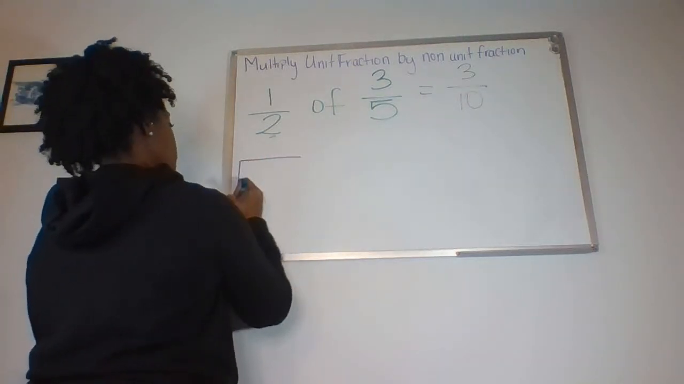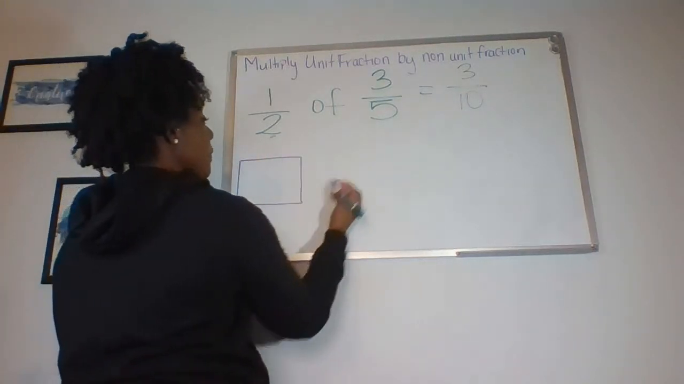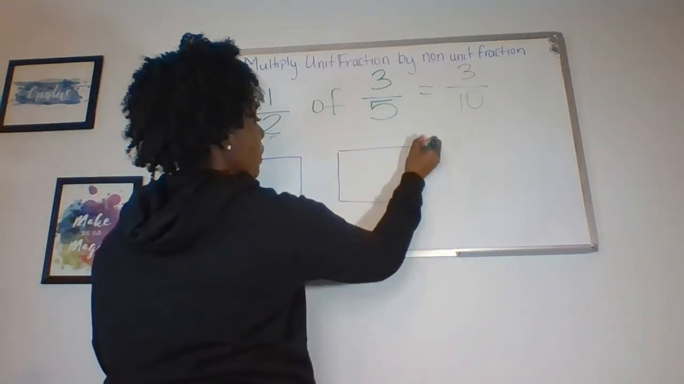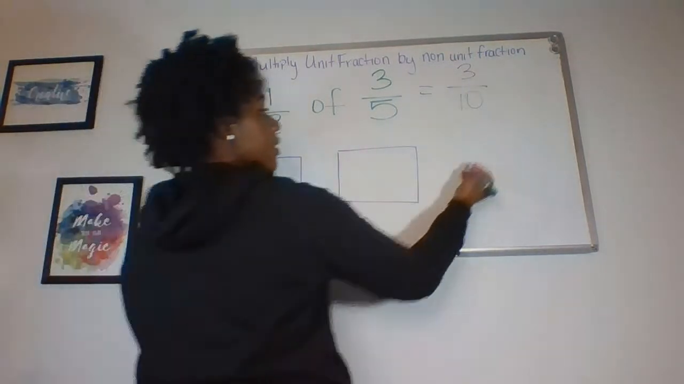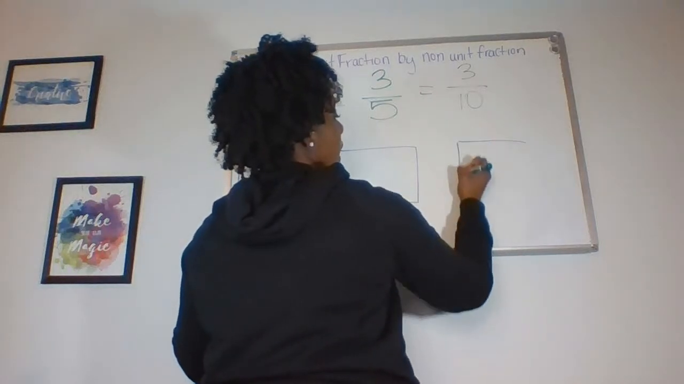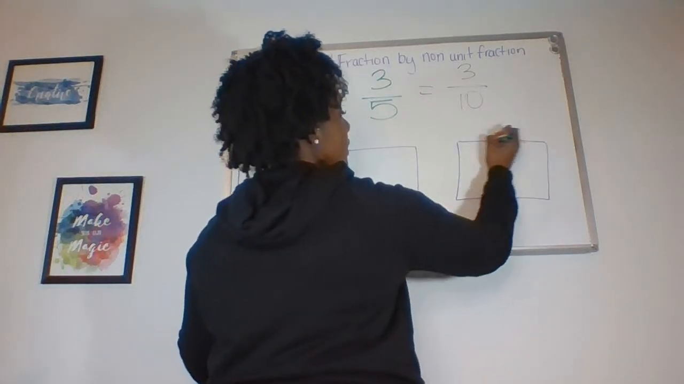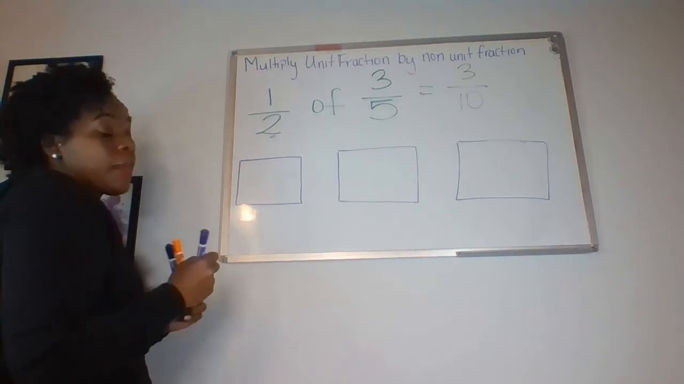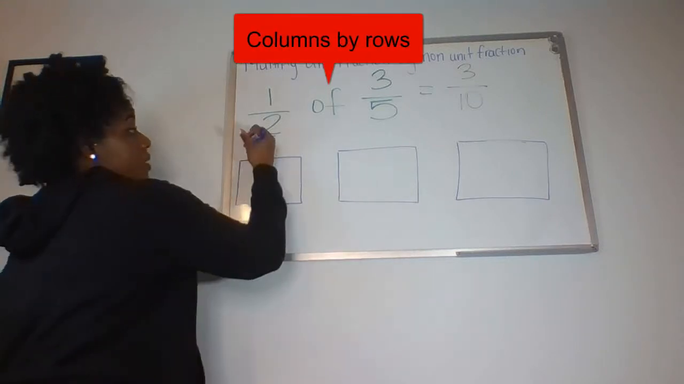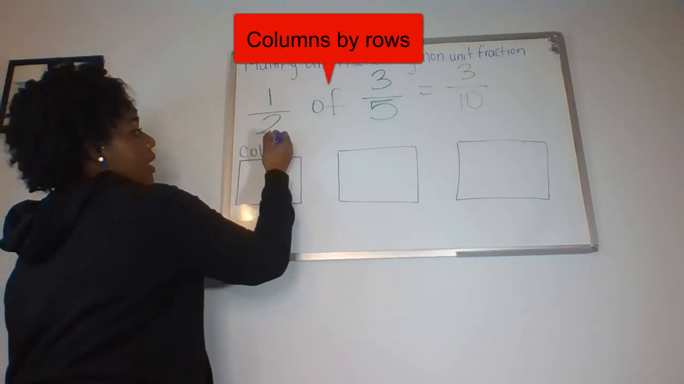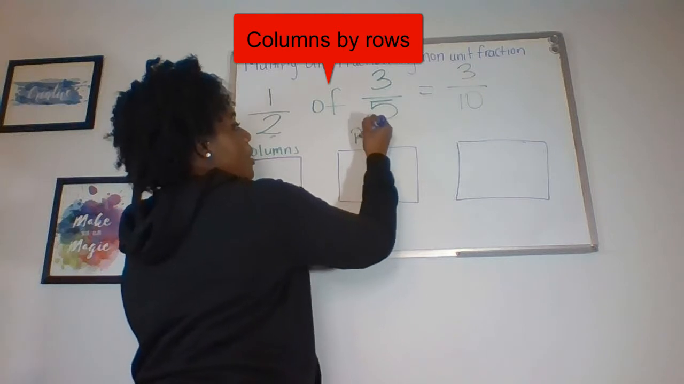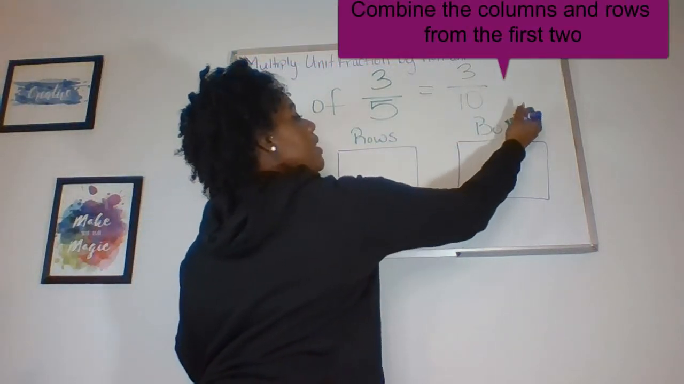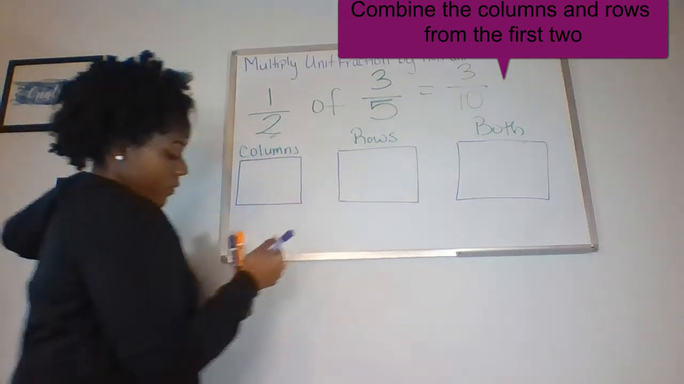The first box is for the first fraction. The second box is for the second fraction. And the third box is going to give us our answer. Remember, we have to break these up in different forms, okay? So this one, I'm going to break it up using columns. This one, I'm going to break it up using rows. This one is going to be the combination of both.